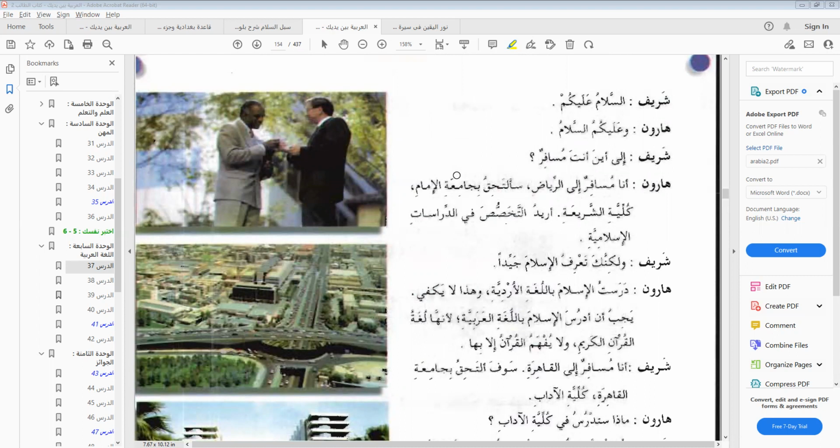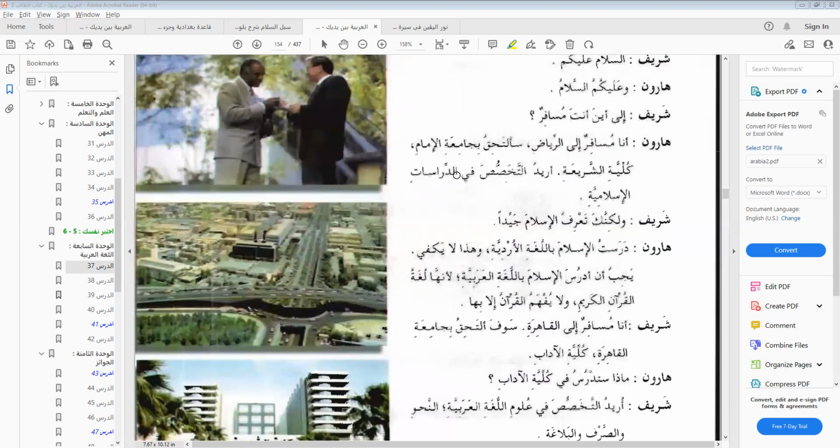Sa-altahiq. I will be admitted bi-Jamiat al-Imam, the University of Imam. Okay, Kulliyat al-Sharia. And that is in the Department of Sharia, the College of Sharia. Uridu takhassus. I want a specialty. Takhassus means specialty. Uridu al-takhassus. I need the specialty fi al-dirasat al-islamiyya, in Islamic studies. Islamic studies. Wa-lakinnaka, Sharif is saying, wa-lakinnaka ta'rif al-Islam. But you know Islam, you understand Islam. Ta'rif, you understand Islam jayyidan, very well.